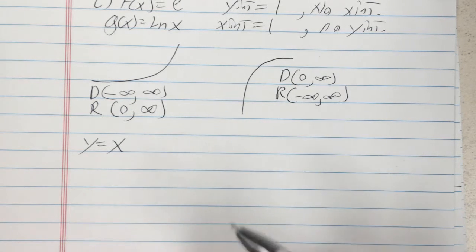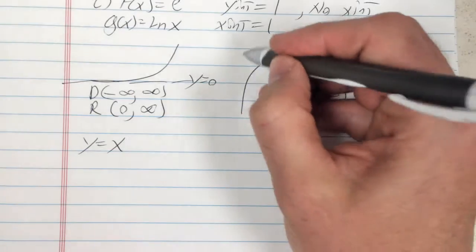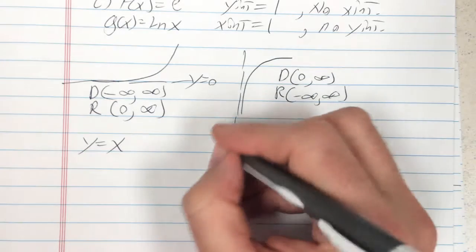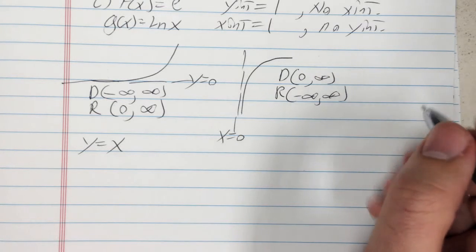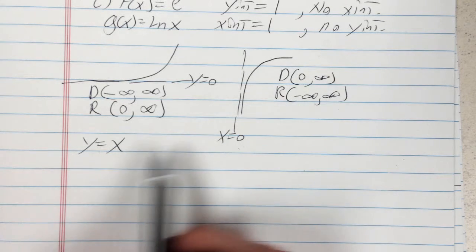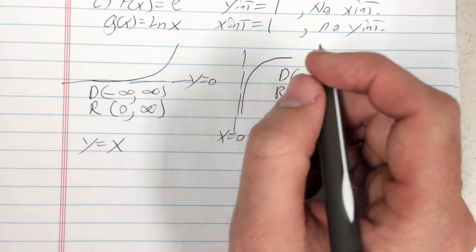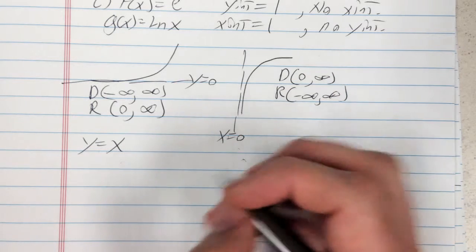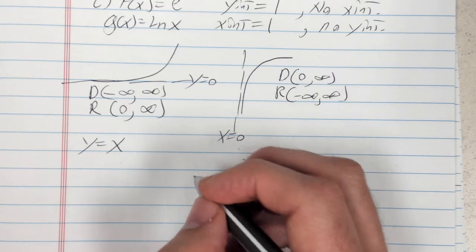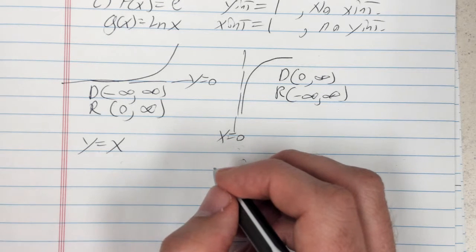And then the asymptotes are the same as well. This one has a horizontal asymptote at y equals 0. This one has a vertical asymptote at x equals 0. Those asymptotes will change if the graph has been moved left or right. That's where we need to look at, okay, we know how an exponential function gets translated left and right. What happens with a log statement?